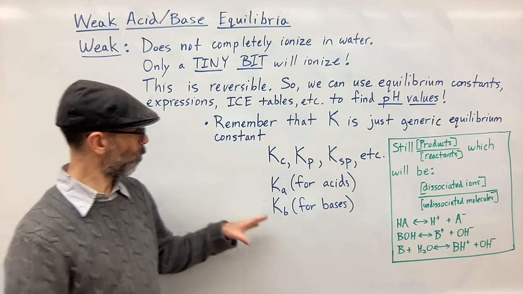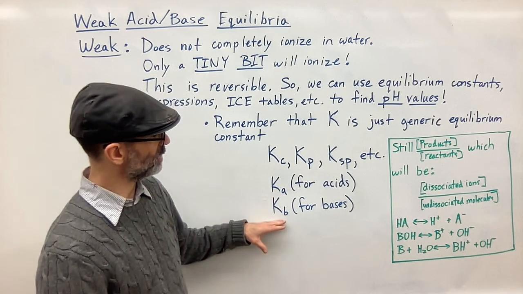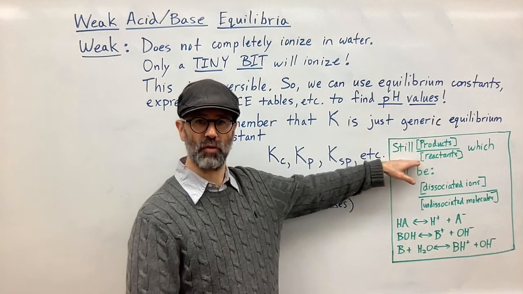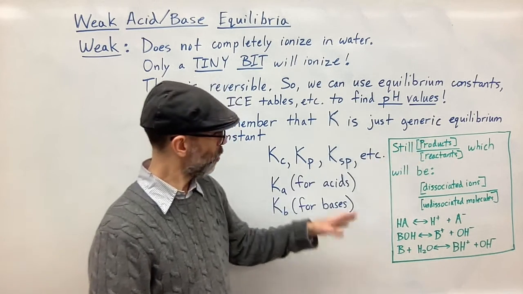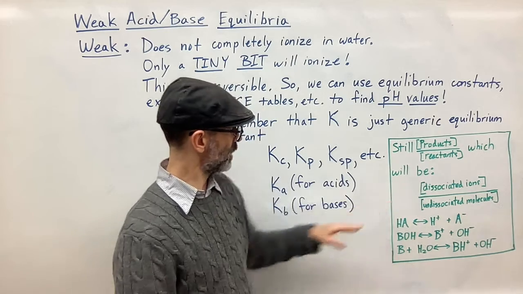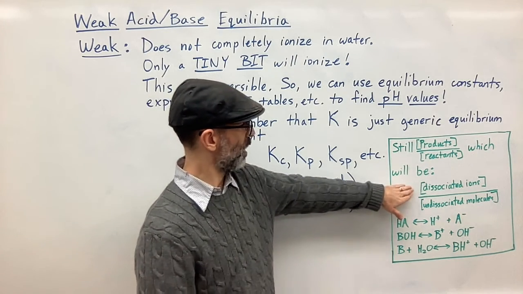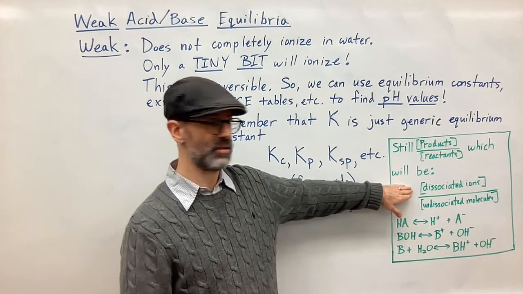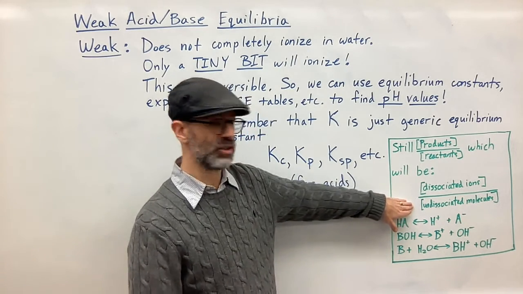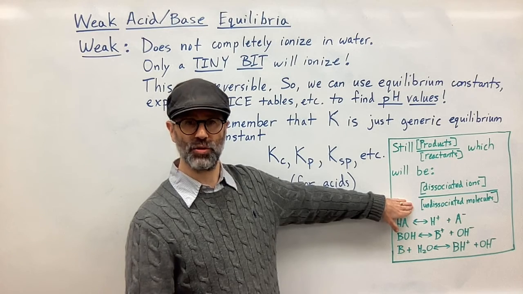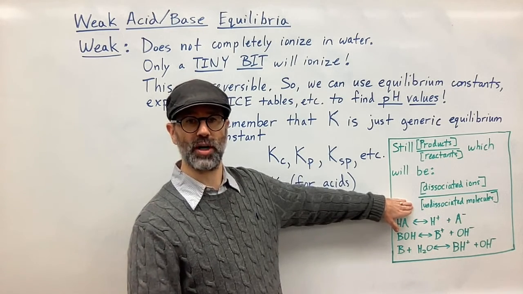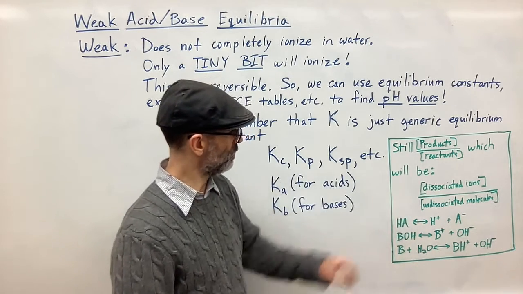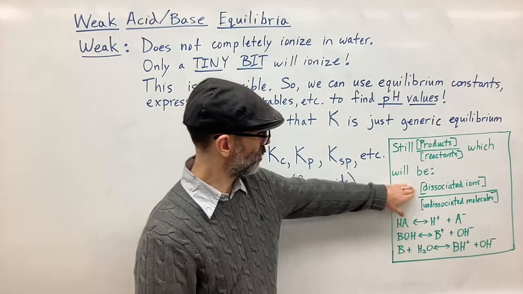For the equilibrium constants, the Ka and Kb, it's still products over reactants, the concentration of products over the concentration of reactants. In this case, for acids and bases, it's going to be the concentration of your dissociated or ionized ions over the concentration of your undissociated molecule, or your compound that hasn't broken up into ions yet. So that's going to be the ratio that we're looking at.